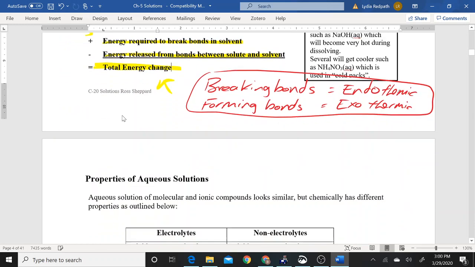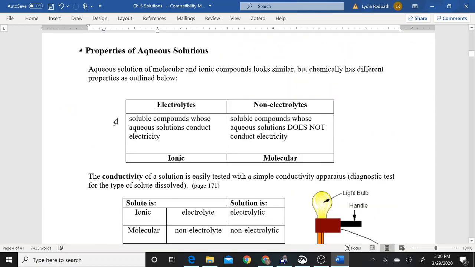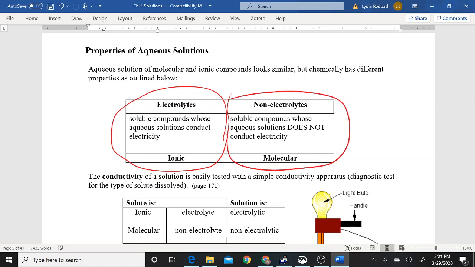And I lied a little bit before. We've got one more thing to go through: properties of aqueous solutions. The two that we're looking at are ionic versus molecular aqueous solutions. Things to know: ionic compounds, when they are soluble, do conduct electricity and they're called electrolytes, whereas molecular compounds, not so much. Remember, they separate into individual molecules, and those individual molecules do not conduct electricity.